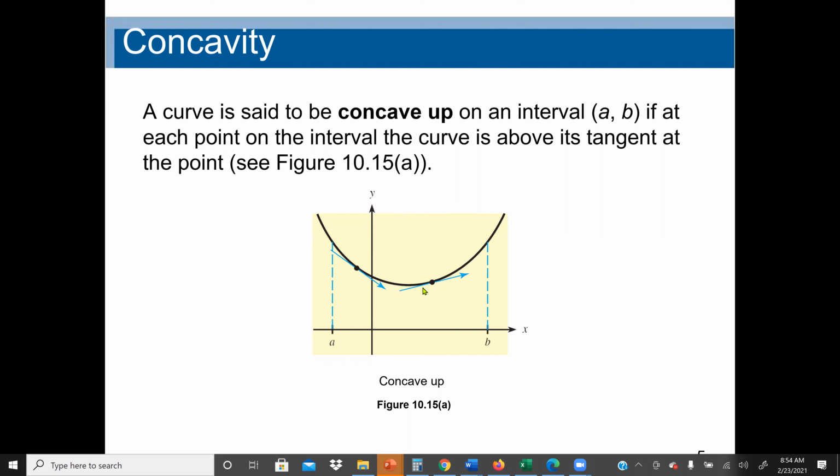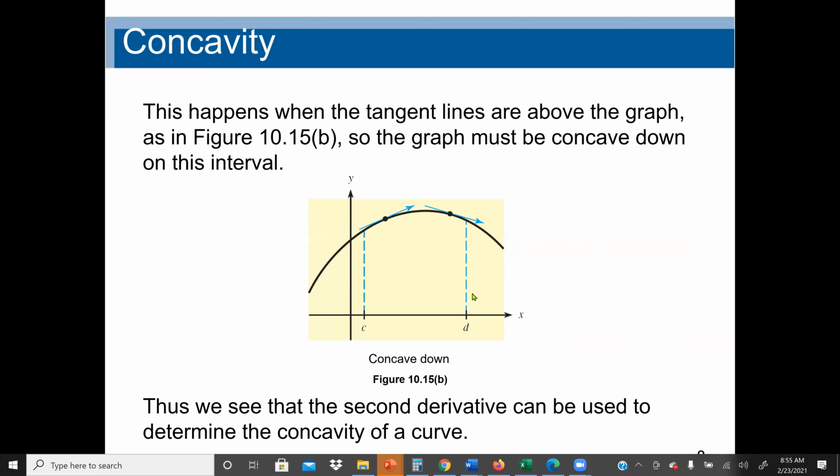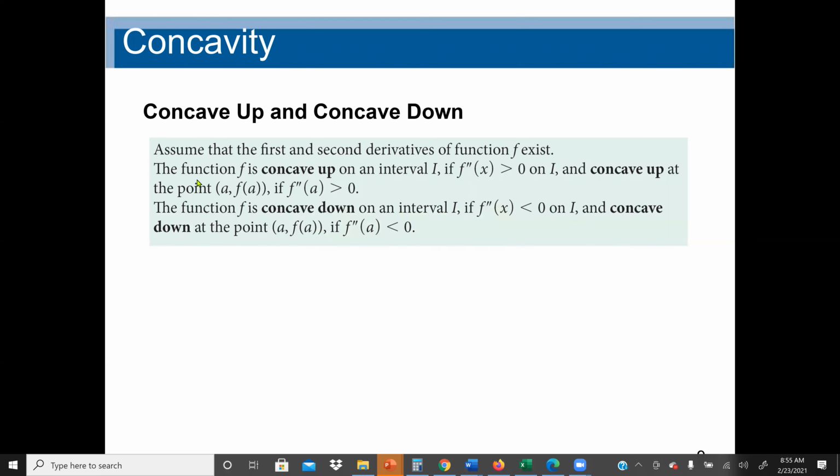then find the second derivative of the function. Then the point is given. You substitute the value of x. Now, if the answer is greater than 0, then it means it's concave up, less than 0, concave down. So that's the rule here.